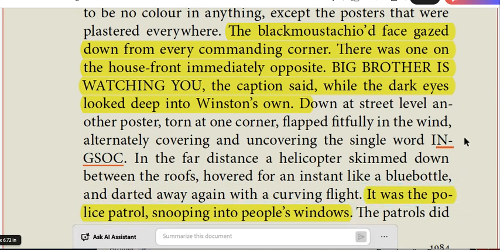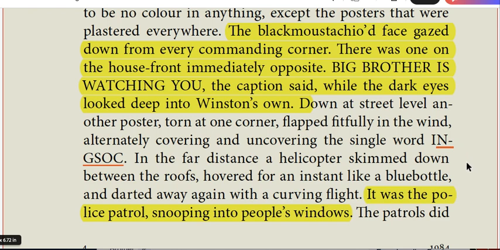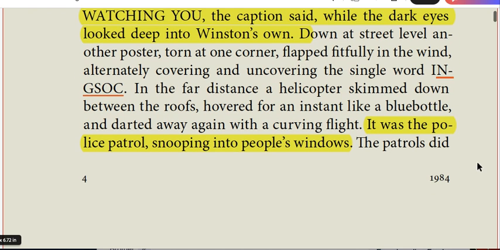Ingsoc is another underlined word, an important word here in this paragraph, which goes to show that the police is all the time looking at the people, sometimes through helicopter, sometimes through the telescreen, or anybody can be viewed, can be listened to. INGSOC is the abbreviation of English socialism, and all this was being done in the name of English socialism. When the people look at the helicopter, which is roaming about in the streets and watching the people, it is said that it was the police patrol snooping into the people's windows.